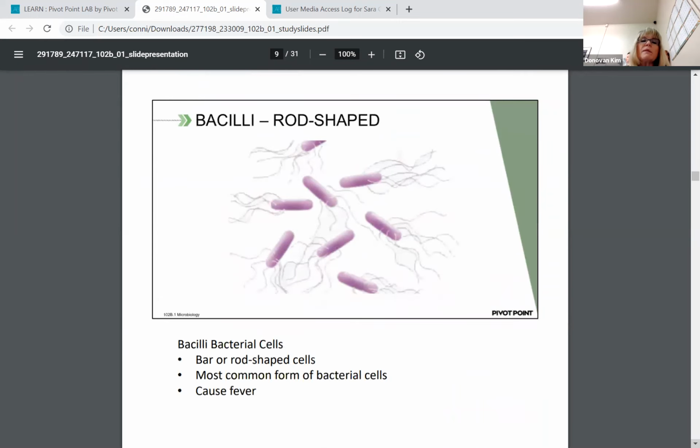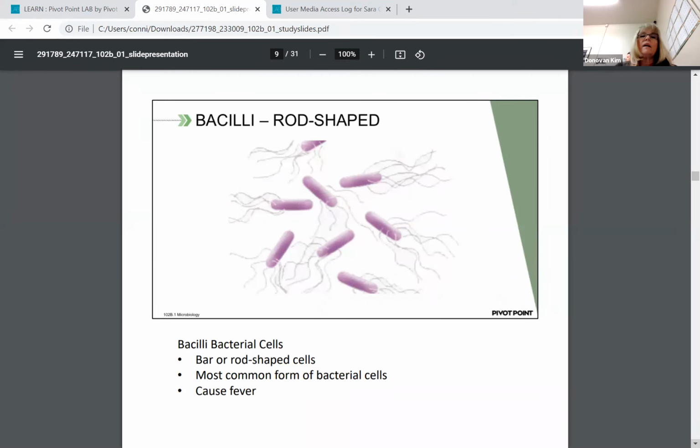Bacilli is rod-shaped. This is the most common bacteria. This one causes fever. So chances are, if you've ever had a fever and you went to the doctor and they're like, oh yeah, you got an infection, this is what caused it right here, this bacilli. This is just the most common out there. It causes all kinds of things. They just can't list what those are.